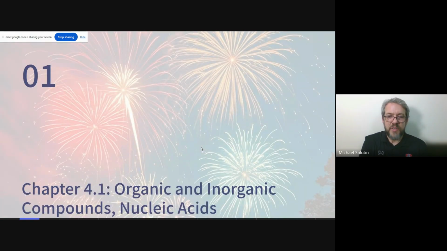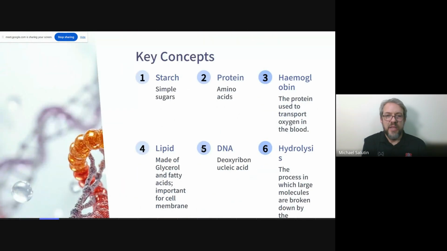So the first part from chapter 4.1, organic and inorganic compounds and the nucleic acids. We learned about 4 main types of biological molecules, and those are the carbohydrates, proteins, the lipids, and the nucleic acids, which make up DNA and RNA, the genetic material. So we will start with number 1, which are the carbohydrates.